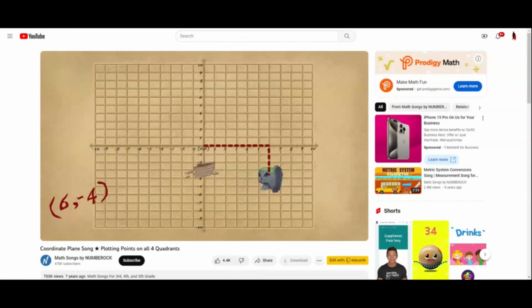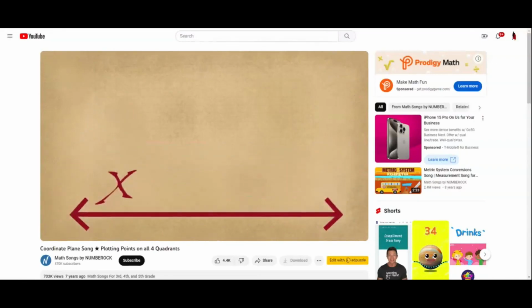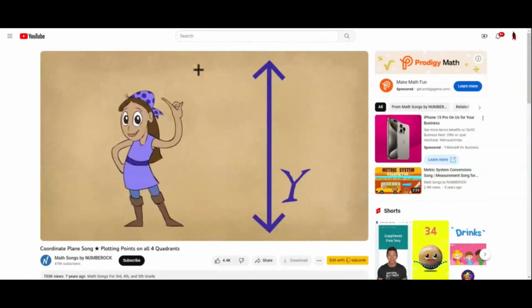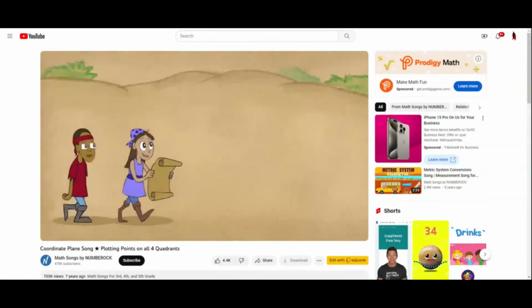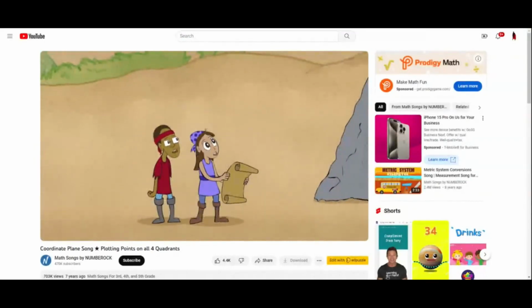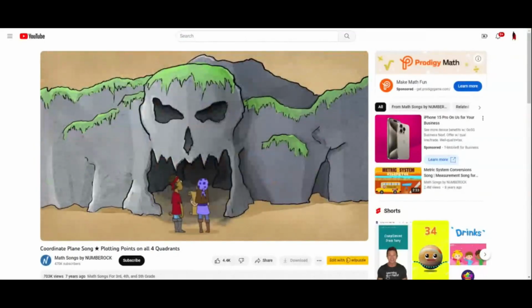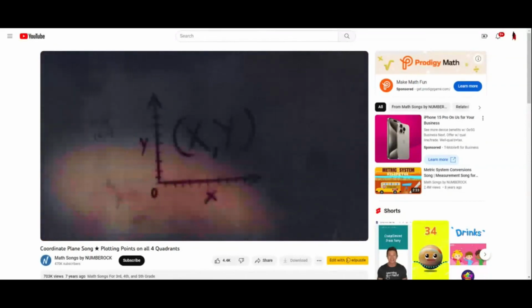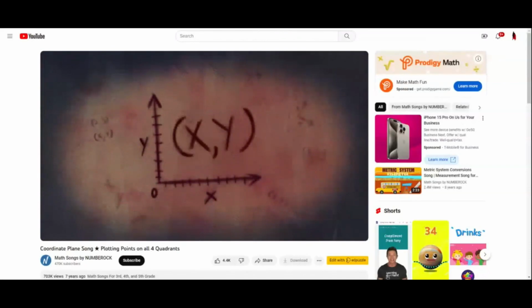Top right 6, down 4. Let's do one more with the ordered pair 0, -3. Remain at the origin. Go down 3 with me. For the x-axis, count left or right. On the y-axis, count up or down. That's how our coordinates point is found.